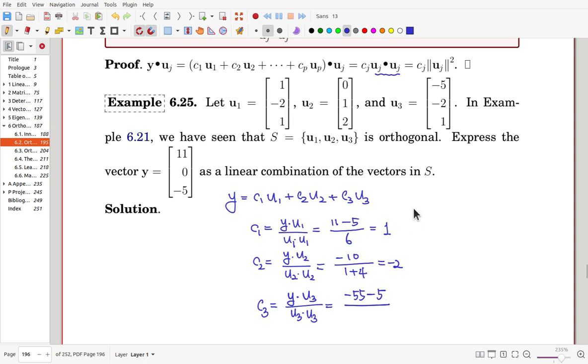Okay. Now, the norm of U3, in fact, we have to get squared. Okay, so the 25, 4, 1. So that is now 30, right? 25, yeah, that's 30. And this quantity is minus 60, so that minus 2. If you, here that is 1, minus 2, minus 2, then that's the final answer. It's not so difficult, right? Okay.